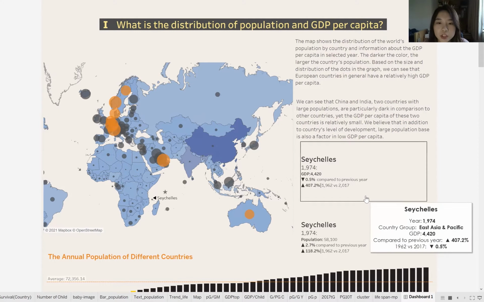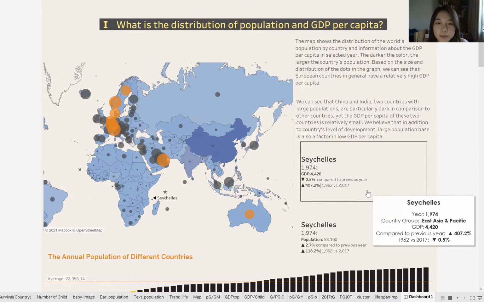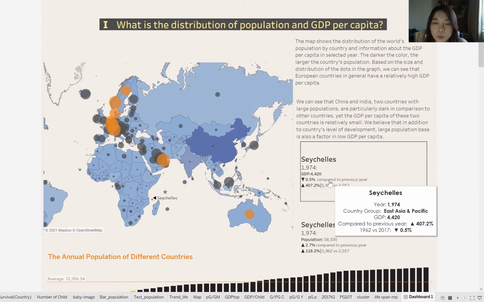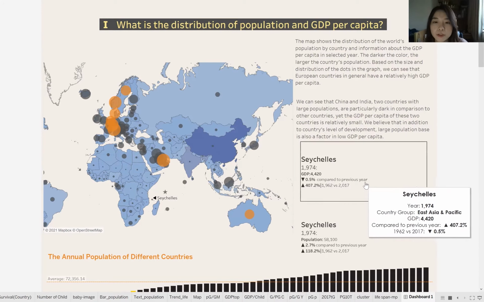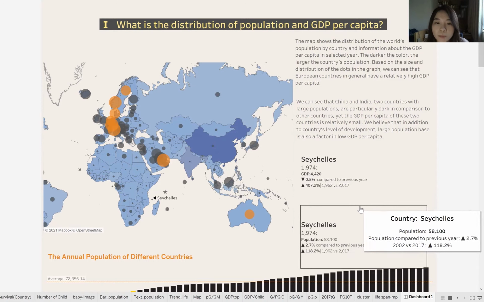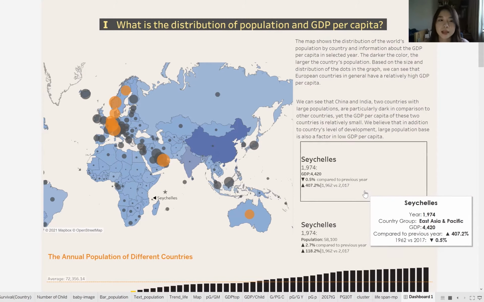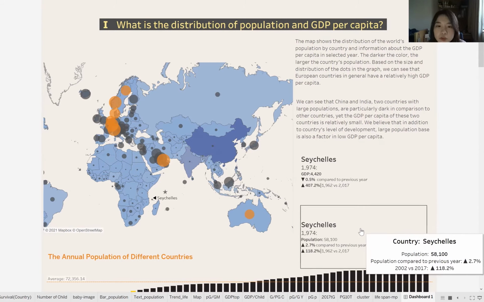This text box shows the GDP per capita of a selected country in the selected year. And this figure is also compared to the previous year. It's dynamic, which means that it changes every time we choose different countries and different years. This shows the population of a selected country in the selected year.